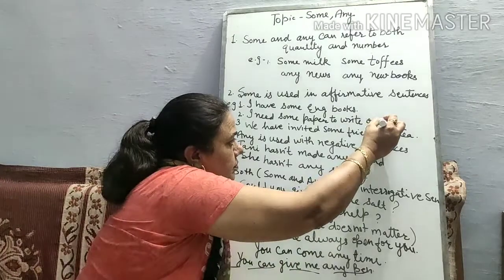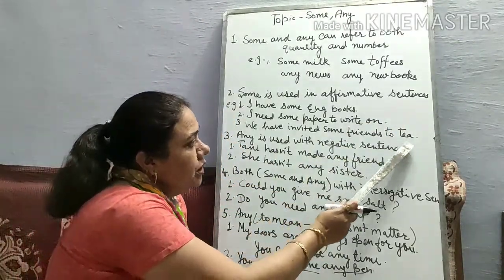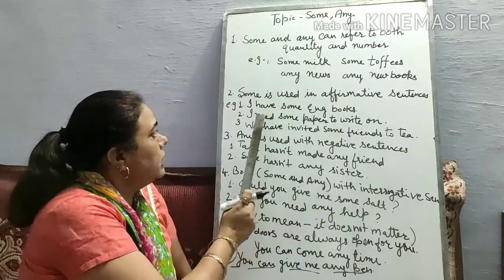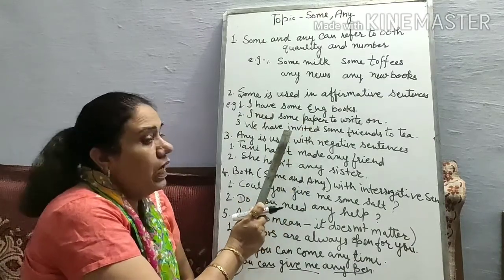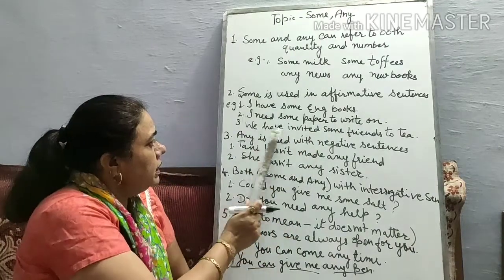Next, we have invited some friends to tea. So you can see, some is used in affirmative sentences. We can use it with countable and uncountable nouns also in these sentences.